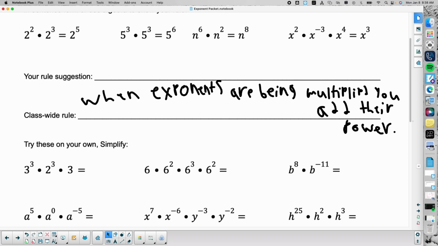So, that's going to be our first property. So we've got some down here that we're going to try.